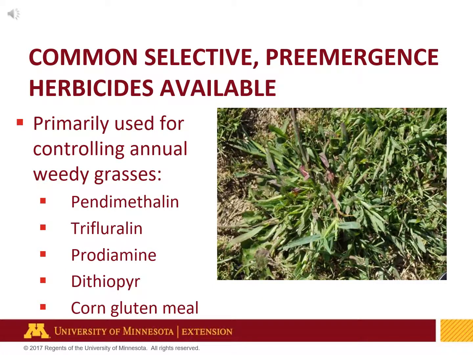Pre-emergent herbicides are often used to prevent annual weedy grasses from emerging. This includes pendimethalin, trifluralin, prodiamine, dithiopyr, and corn gluten meal. How these products affect turf seedlings varies, and you should consult the product label to determine how soon after application you will be able to seed with turf species.